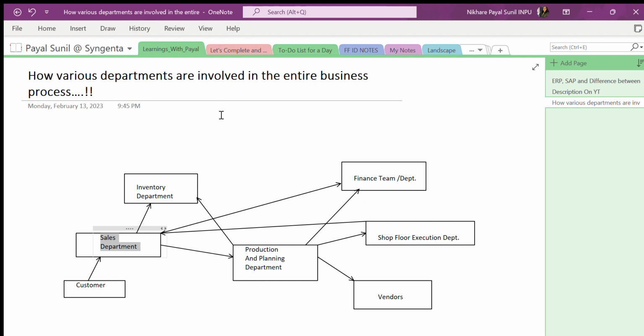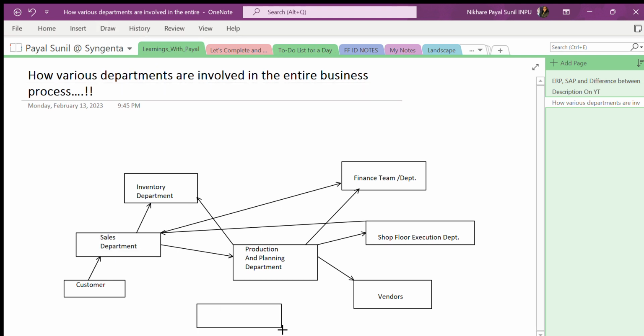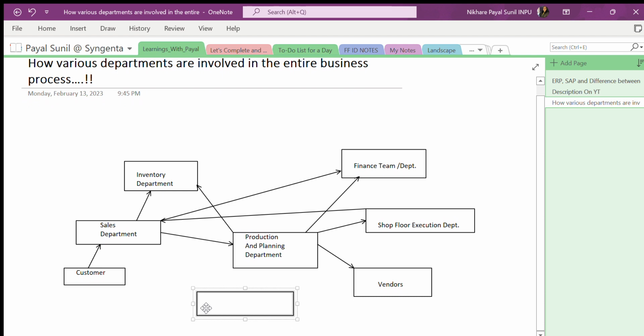Now, during this entire process, there is one more department that comes into the picture, that is the HR department. So what is the role of the HR department over here?